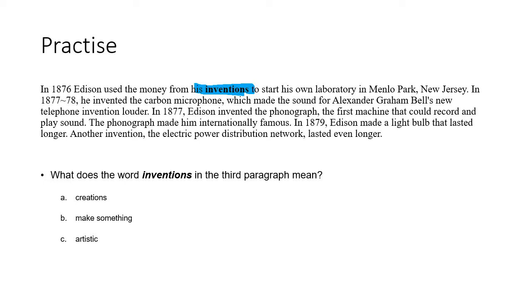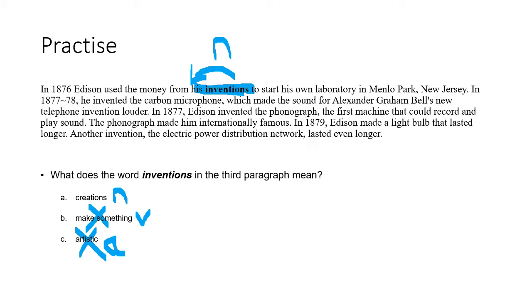So what does inventions mean? Creations, make something, artistic. Well, creations is a noun, make something is a verb, artistic is an adjective. He used the money from his inventions. The inventions belong to him. Things that belong to you are normally nouns. So it's not going to be a verb, and it's actually not going to be an adjective. So this one's quite easy because we have one noun, one verb, one adjective.